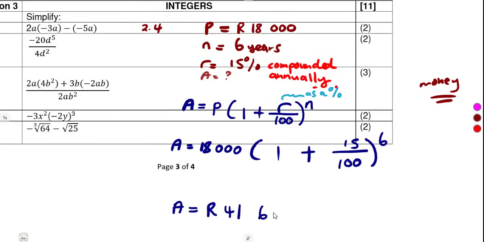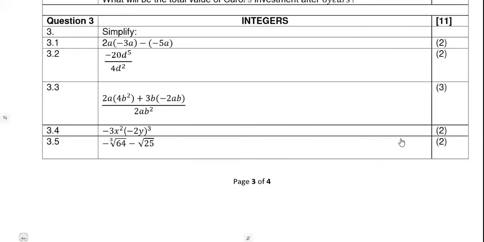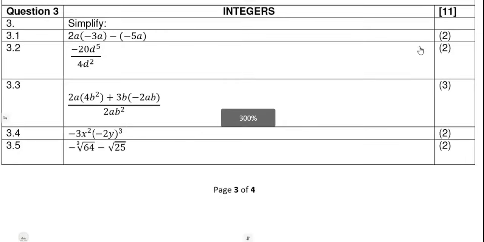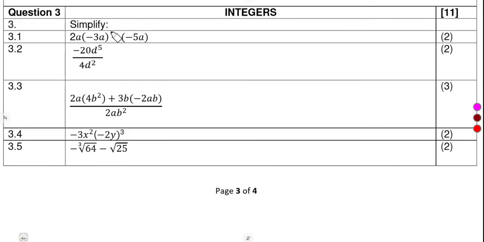We're going to get 41,635.09. So that is it, guys. With this concept, we are done. Compound interest direct, as you can see. On question number 3, which is on integers, 11 marks on this one. We are asked to simplify. So this is also direct.